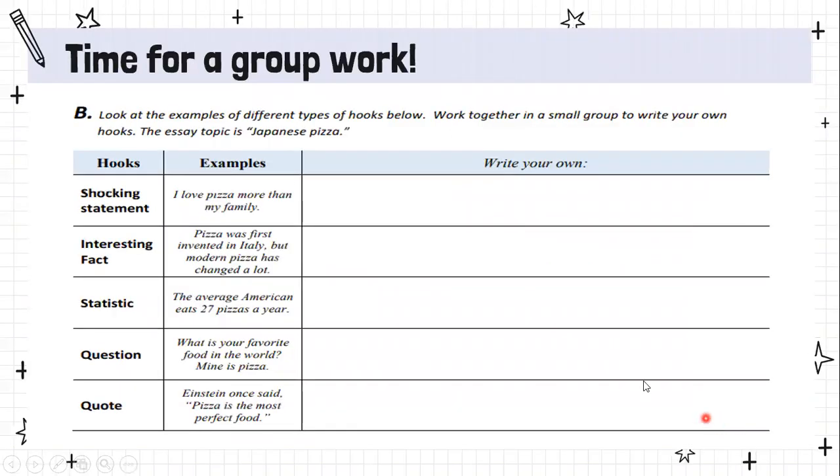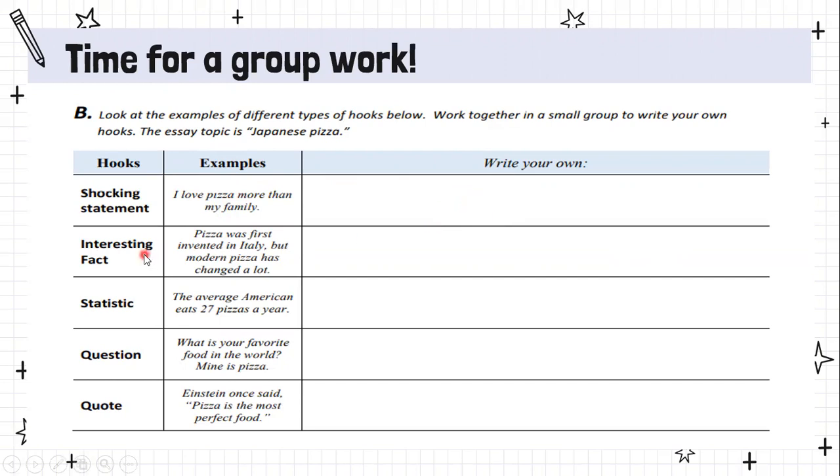Okay, now you have an exercise here. You have the 5 types of hooks. You have examples already written for you to write similar ones, which are your own. So you have to practice writing hooks. First type, a shocking statement. I love pizza more than my family. That's a shocking statement, a hook. Write a similar one, which is your own.